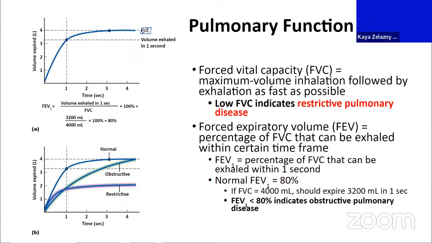When we have a low forced vital capacity, this is going to be indicative of a restrictive pulmonary disease, right? Restrictive pulmonary diseases are the ones associated with lowered compliance. I'm actually going to draw on this bottom image for a second. So here we have that curve for our restrictive pulmonary disease. So we might measure our FVC at this point.